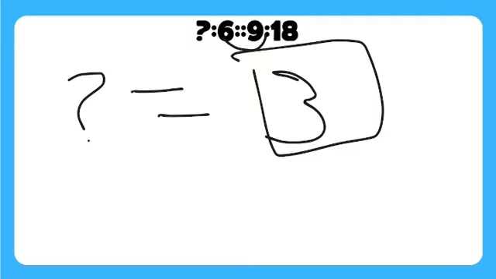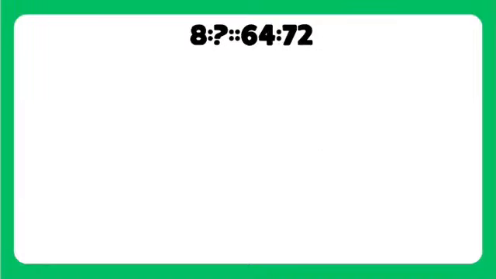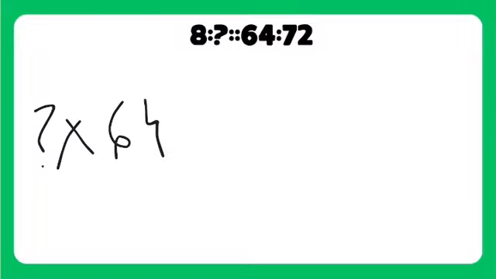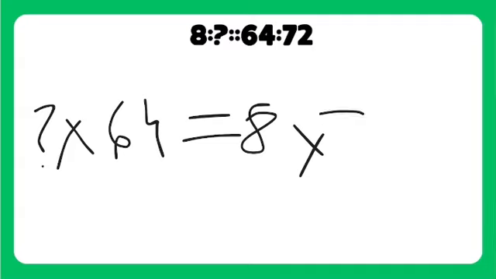So now we will do the same thing. This will be with the second proportion. So we know that the multiplication of the extremes is equal to the multiplication of the means. So we have the question mark times 64 is equal to 8 times 72.